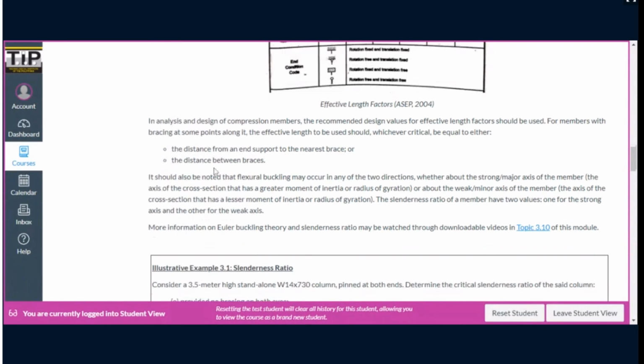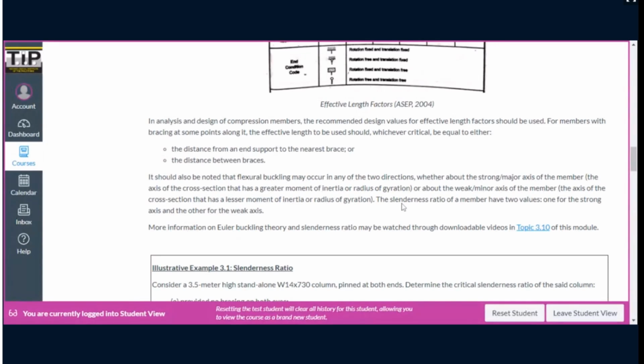Okay. It should also be noted that flexural buckling may occur in any of the two directions, whether about the strong or the major axis of the member. When we say strong or major axis, that's the axis where there is greater moment of inertia. In most sections, in W sections or I sections that we have in steel, the Ix, or yung X axis, usually yung major axis natin. And yung weak or minor axis is yung about the Y, because it has lesser section properties.